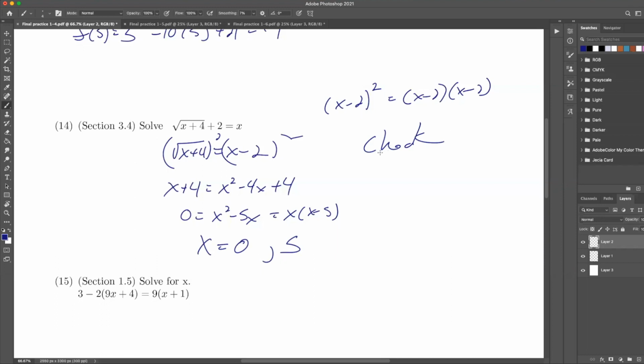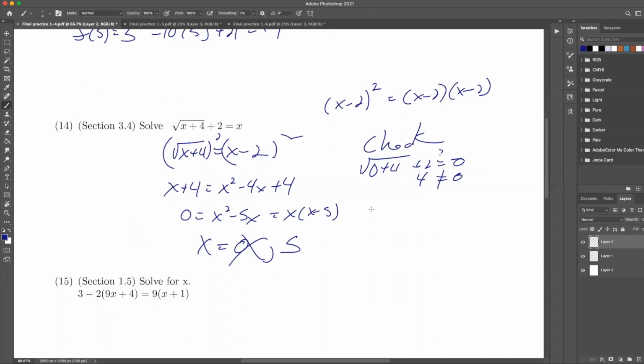So here we're checking both values. So we'll start with 0. So square root of 0 plus 4, plus 2 equals 0? And that answer is no, right? Because this is 2 plus 2, so 4 does not equal 0. And so this is an invalid answer.